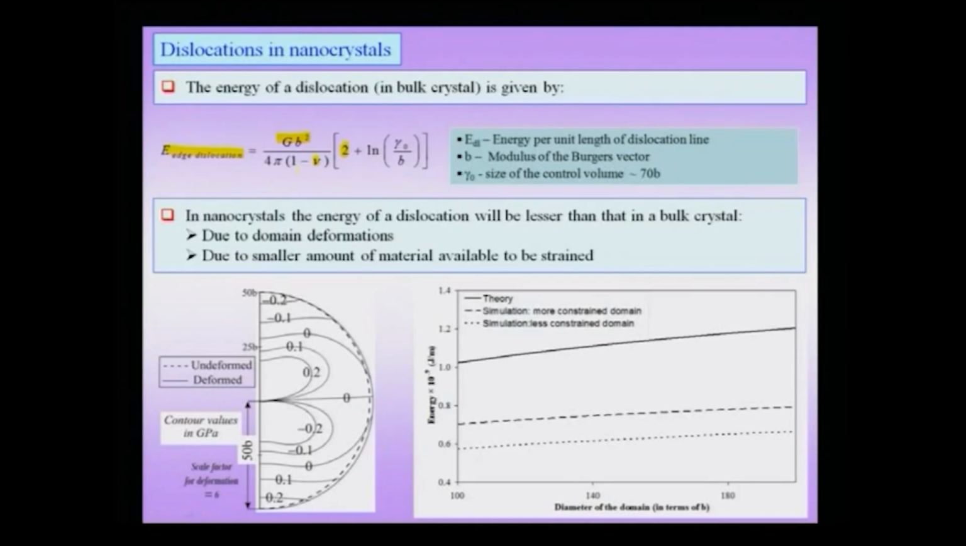Core is the region very close to the dislocation line, wherein the theory of elasticity breaks down, wherein there is extra free volume in the crystal, and this gamma 0 is the control volume or the volume of the crystal we are talking about, and therefore the energy goes logarithmically with the size of the crystal. Typically, in calculations, this gamma 0 or r is taken as about 70 Burgers vectors.